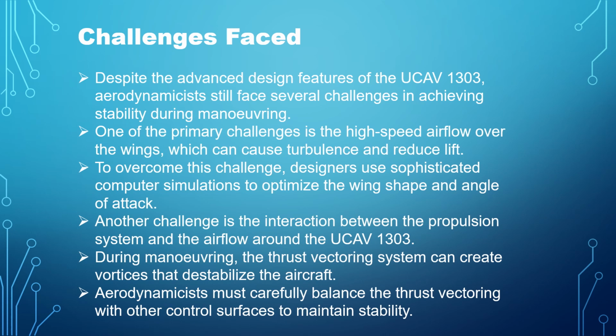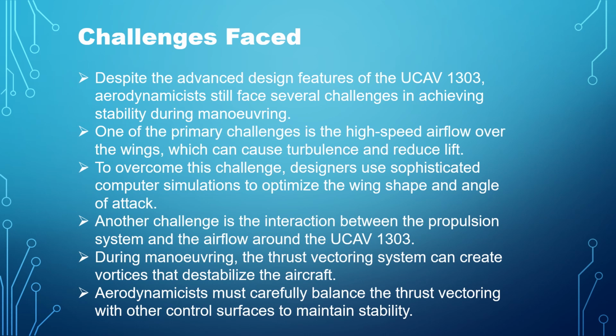So while manufacturing this UCAV 1303, the aerodynamics will have several challenges. One of the primary challenges is the high speed airflow over the wing, which can cause turbulence and reduce the lift.